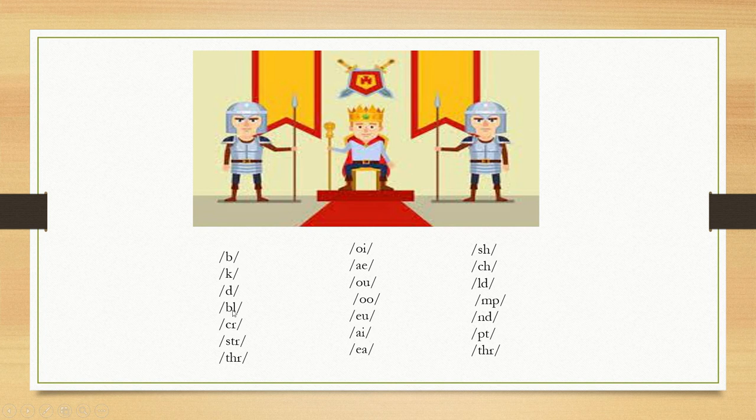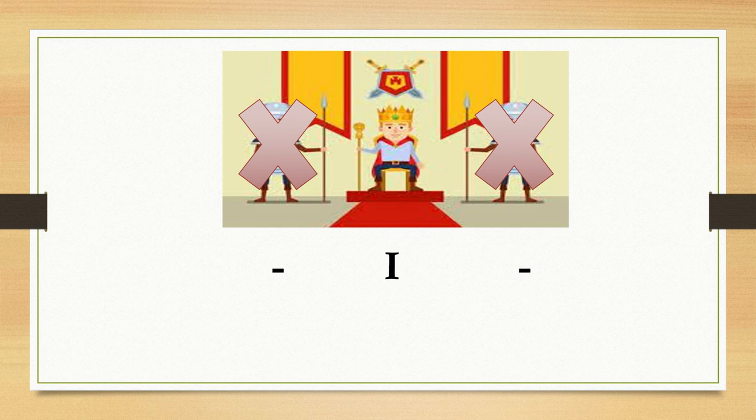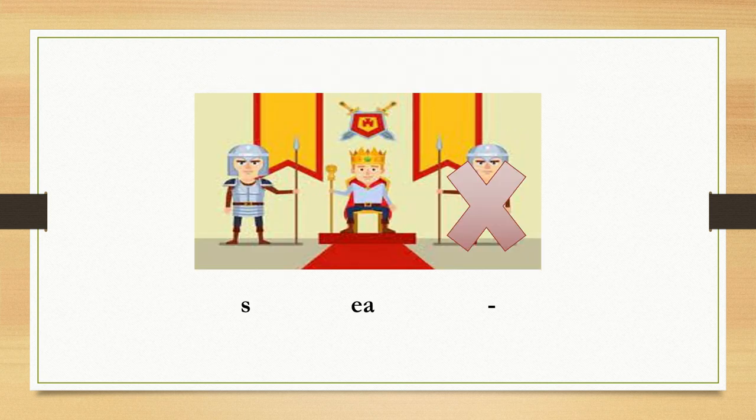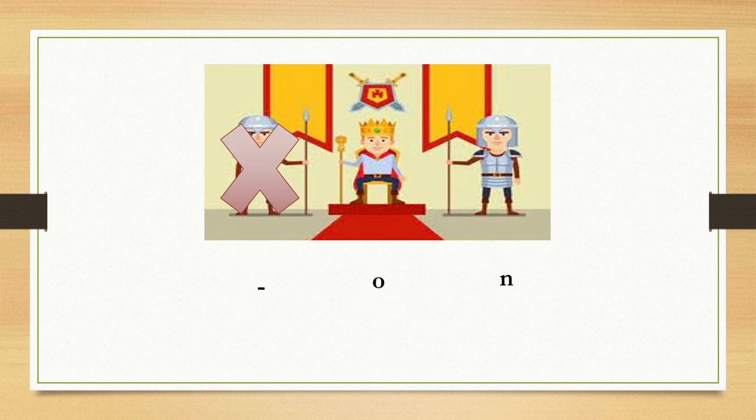There might be single consonants or else two-letter consonants. They are called consonant clusters, or else there are three-letter consonants. They are also called consonant clusters. Look at this example. On some occasions, in syllables, there is only the king. That means there is only a vowel sound. On some occasions, one soldier is left. On some occasions, the other soldier is left. I want you to understand, in every syllable, there is a vowel sound. The king is essential. The vowel sound is essential. But consonants, or the soldiers, are optional.